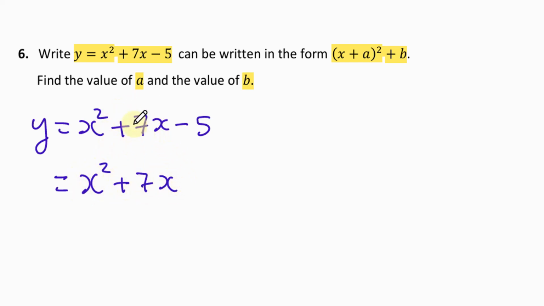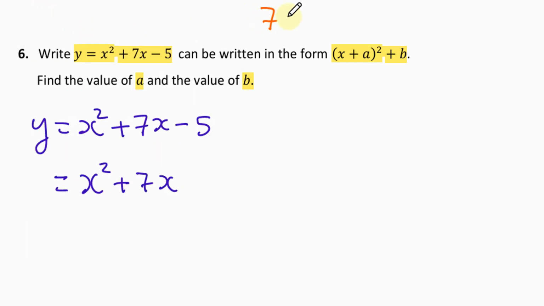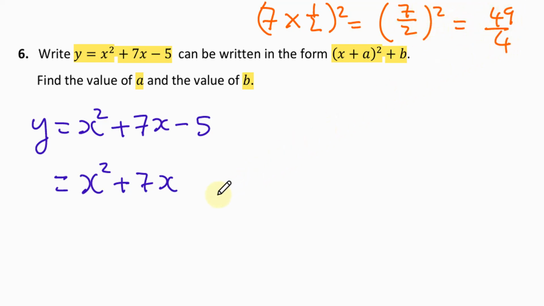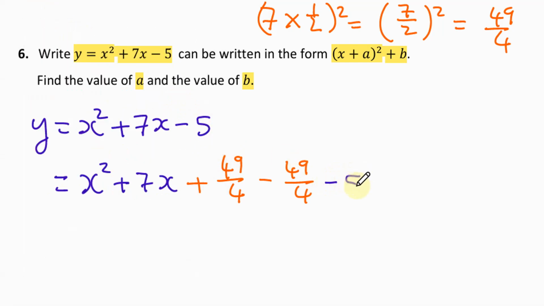Now we're going to take the x coefficient, which is 7. So 7. We're going to multiply it by a half and square the answer. So this is 7 over 2 all squared, which is 49 over 4. We're going to add and subtract 49 over 4. And of course, we still have the negative 5. So minus 5.